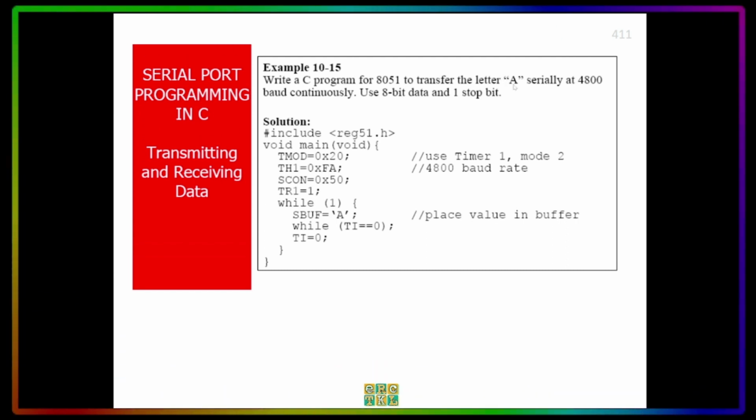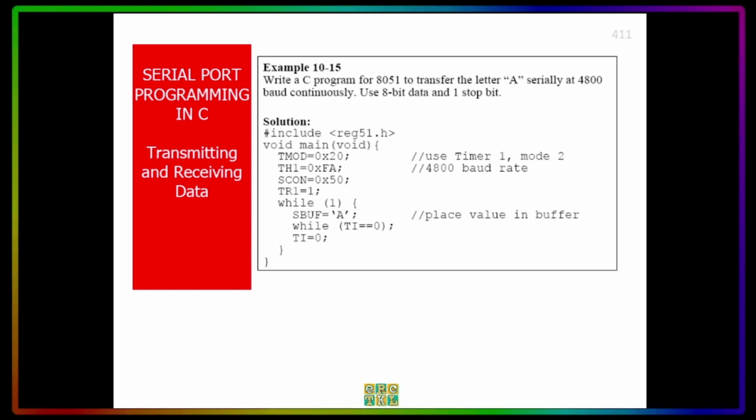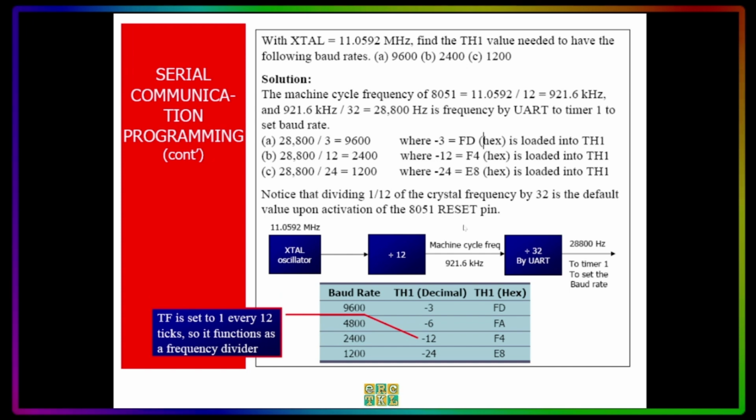So if I change this letter to letter B or letter C, it simply means you will just change SBUF from letter A here to letter B or whatever character you want to put here. It's not necessary to just put letter A to Z. We can use any character that is available on the keyboard to be placed here. Now, with a crystal frequency of 11.0592, I think this is the same example that was given to you before. So I'll just move ahead to the next slide.